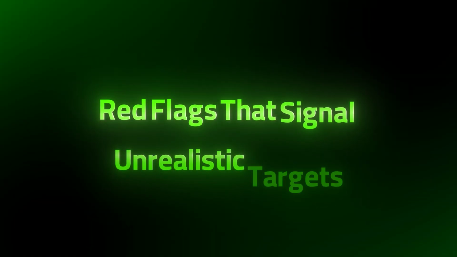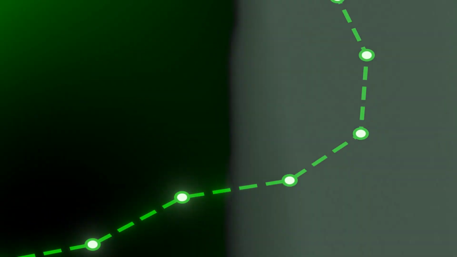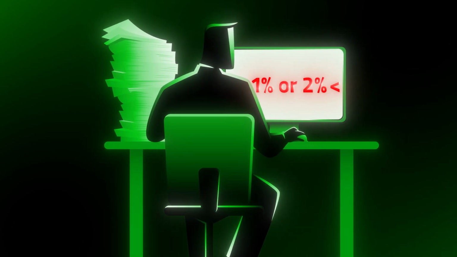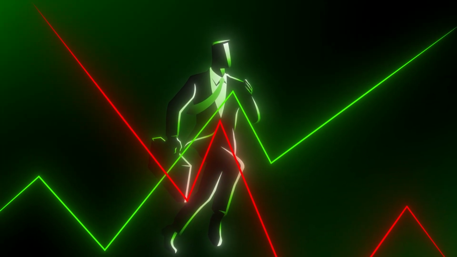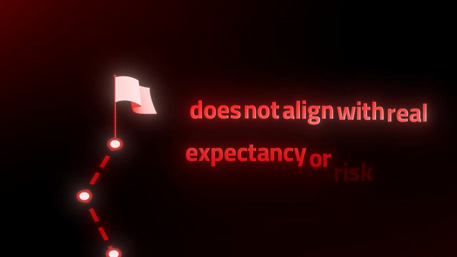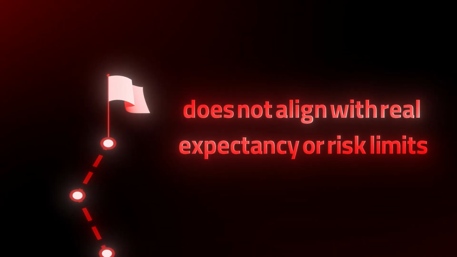Red flags that signal unrealistic targets. Targets like 10% every month almost always force excessive risk for new retail traders and often end in account damage. If reaching a monthly goal requires raising risk beyond 1 or 2% per trade, dramatically increasing trade frequency, or constantly modifying the system, then the goal does not align with real expectancy or risk limits. Even professional funds with strong infrastructure usually operate with annual targets around 10 to 30%, not monthly ones.